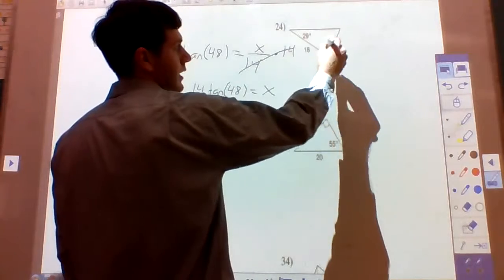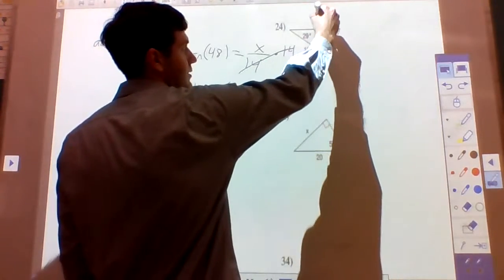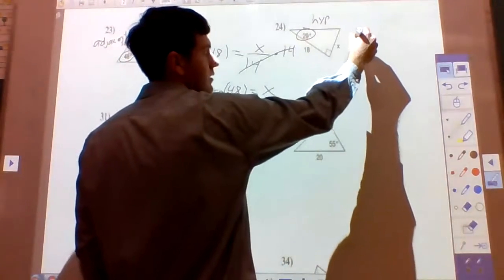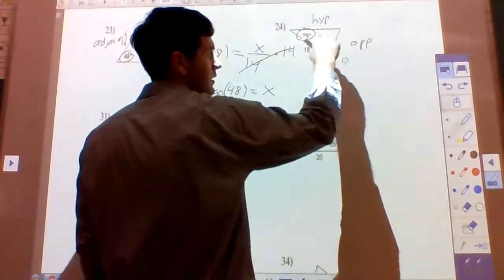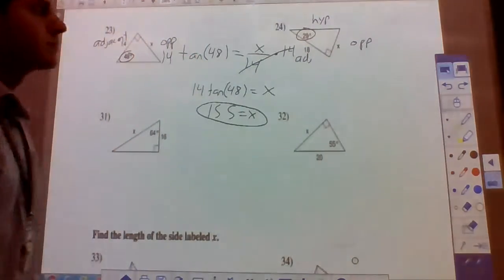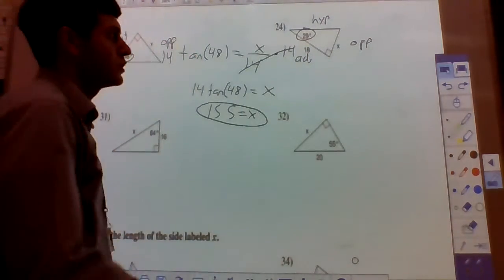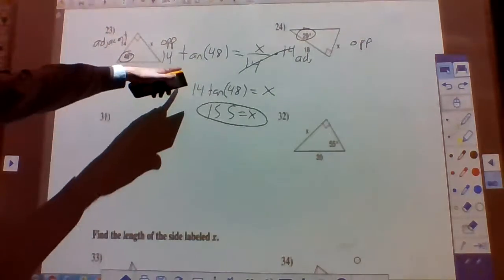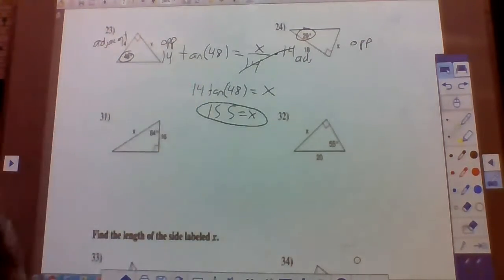Here's our right angle. So across from it is the hypotenuse. We're dealing with 29. Across from 29 is the opposite side. Next to the 29 is the adjacent side. So we have information on opposite and adjacent. So just like the last one, we're going to want to use tangent. Tangent is opposite over adjacent.